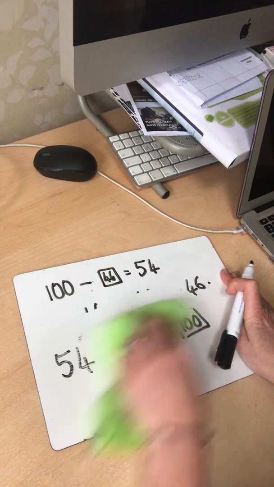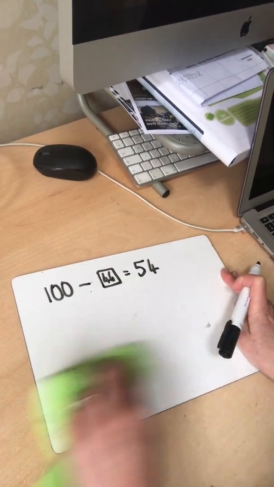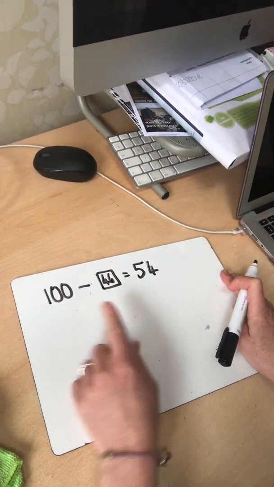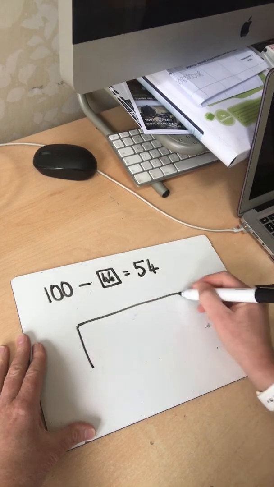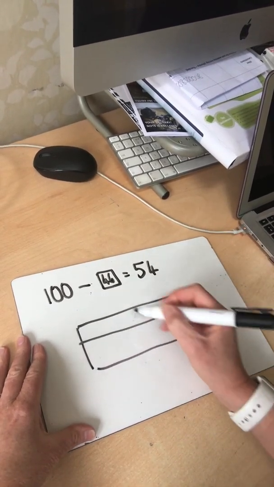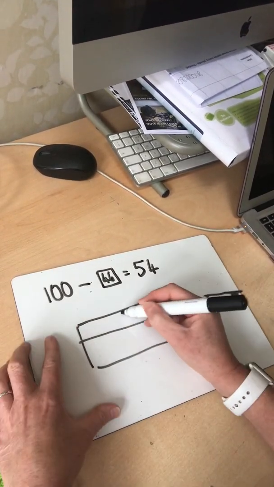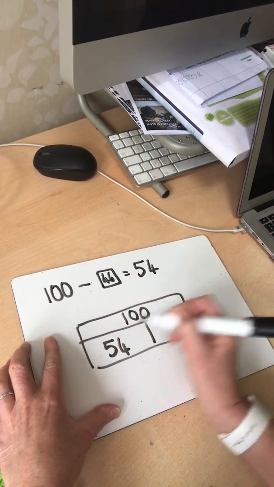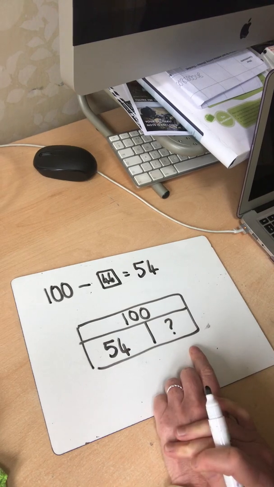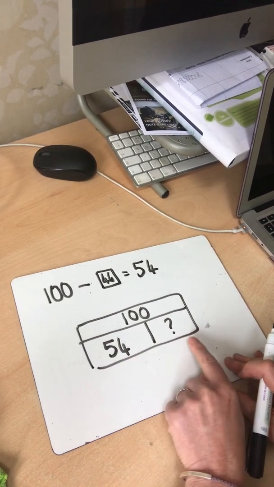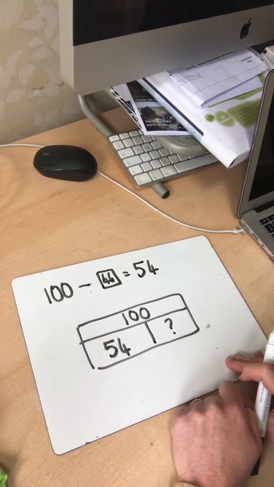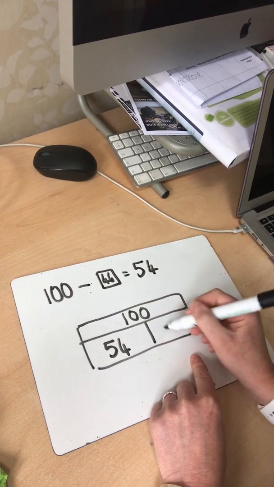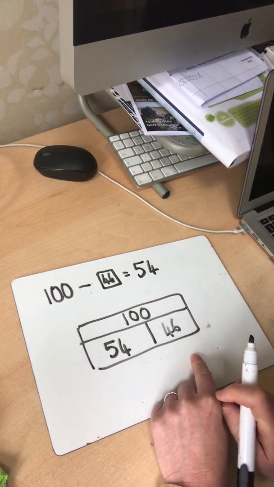And to help us understand that, if you can't understand why we're counting on to do a subtraction, think back to the bar model where we started with our whole number, which was 100. We took away something which was 54, and we wanted to find out what that number was. So 54 add something will give us 100, and we know that is 46.